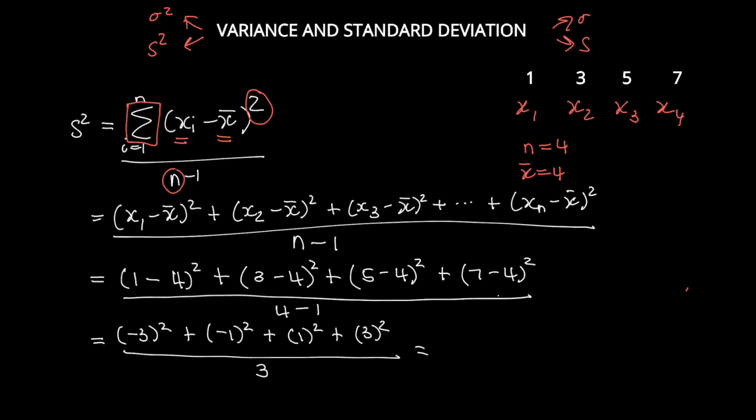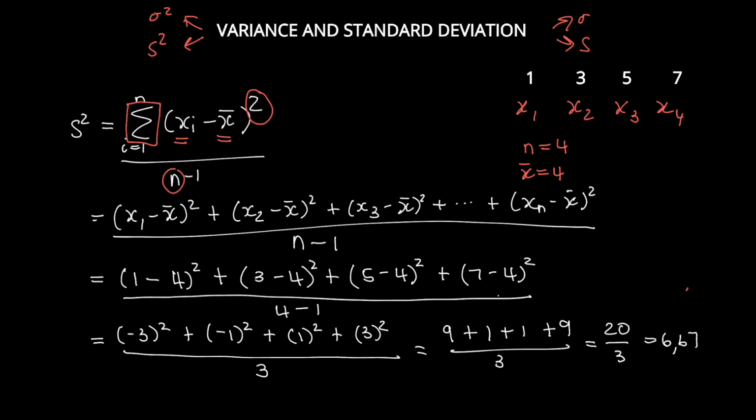If you take the square of 3, the negative becomes a positive. That becomes 9 plus 1 plus 1 plus 9 divided by 3. This is 20 divided by 3. That gives us 6.67. So the variance of our data set is 6.67.